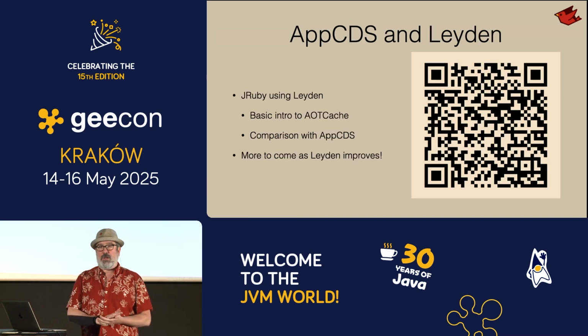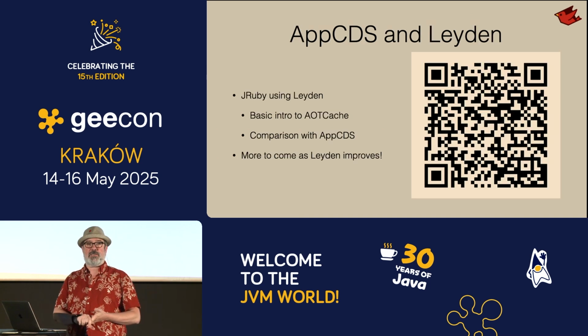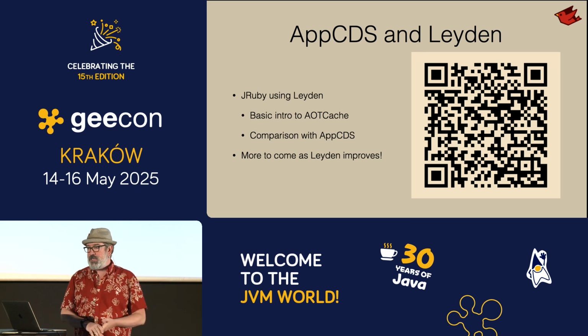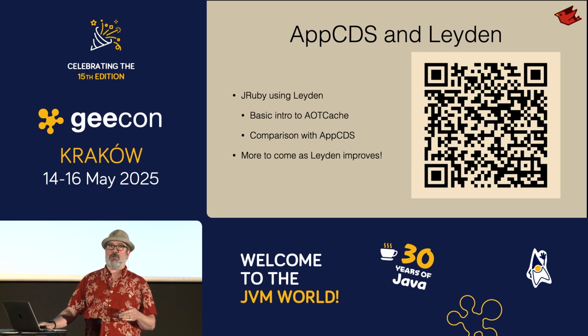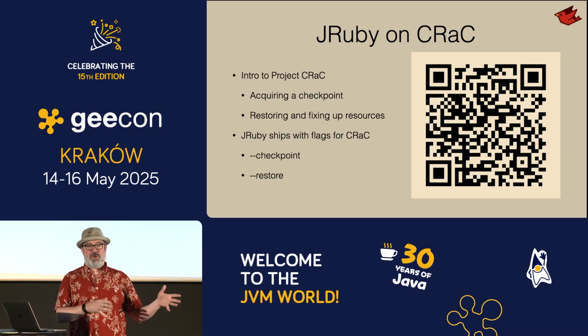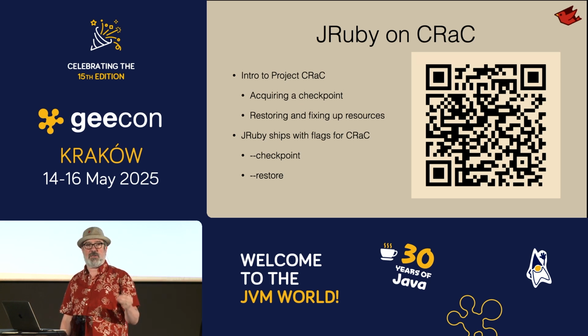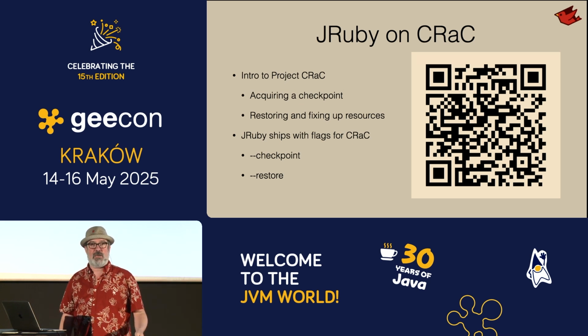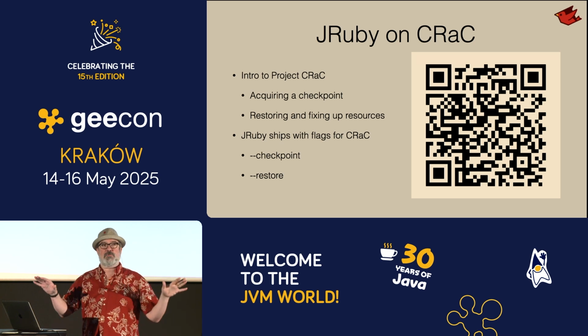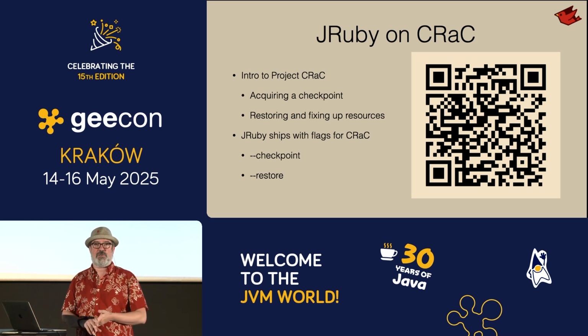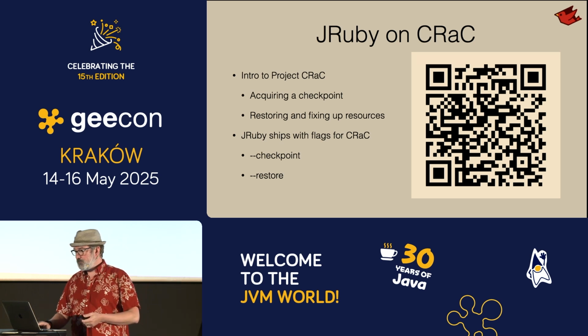I have done a couple of blog posts. This one is on a comparison of Leyden's AOT cache with the existing AppCDS features. I also have another post on CRaC that shows JRuby integrating CRaC. We actually provide command line arguments for users to start up a Ruby application and checkpoint it, and then jump back in and restore it. Trying to expose as much of these cool JVM features to the Ruby world as possible.